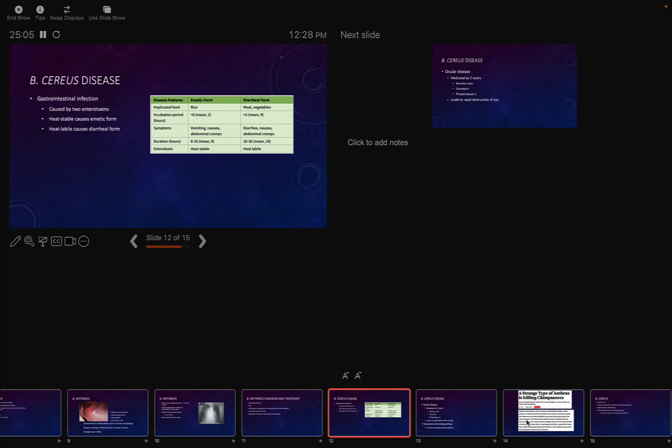It's often associated with contaminated rice for whatever reason. Rice tends to be one of those that you'll cook, leave out for a while, maybe then put in your fridge, and then you're like, oh, I'm gonna have some more of my rice, and you heat it up in the microwave.